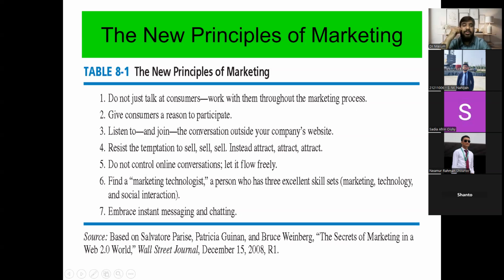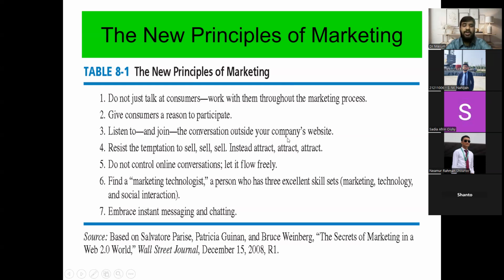What is marketing? Maybe you know the definition of marketing. Marketing begins from an idea about which product may be successful in coming years. So, idea generation. And now you will convert this idea into a real product and deliver the product to the customers. So throughout the marketing process, you will involve customers. Give consumers a reason to participate.